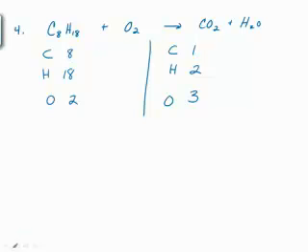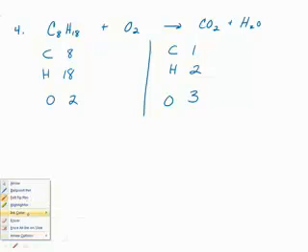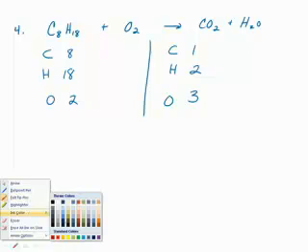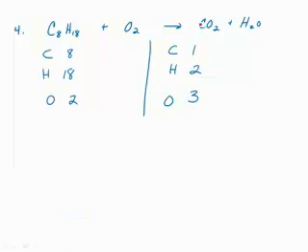Oops, let me switch my ink color so you can see this again. We'll go back to red. Okay, so I'm going to put an 8 there, which is going to give me 8 carbons, and it's also going to change my oxygen. So I have 8 times 2 is 16, plus the 1 from the water will give me now 17 oxygens on that side.